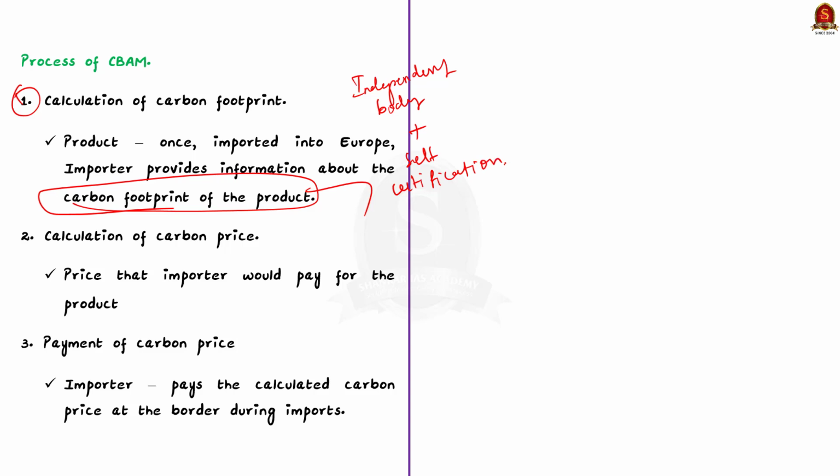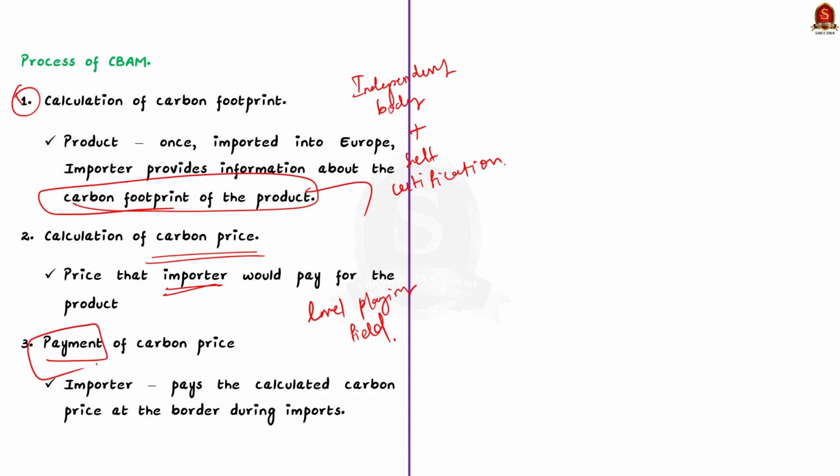Next is calculation of carbon price. The carbon price is a price that the importer would pay for the product. Know that it is based on the carbon content of the product and the price of carbon allowances in the country of import. The main aim of CBAM is to create a level playing field between domestic producers who are already paying the carbon prices and importers of similar products. Next is payment of carbon price.